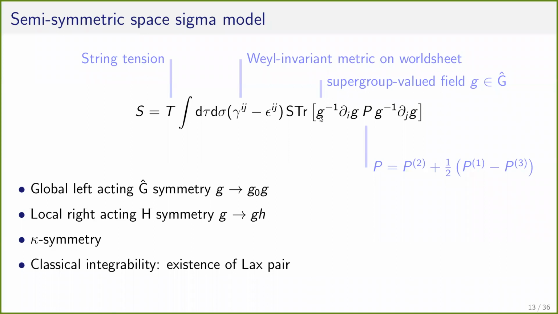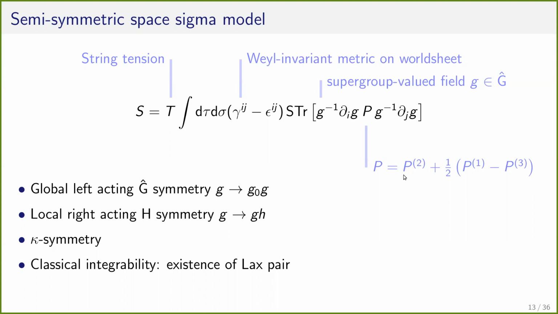So g is a supergroup valued field, and this projector will be such that you have a local right-acting gauge symmetry. g goes to gh, where h belongs to the Lie group H. And because the theory is constructed out of the left-invariant Maurer-Cartan forms, it has a global left-acting G symmetry that acts in this way.